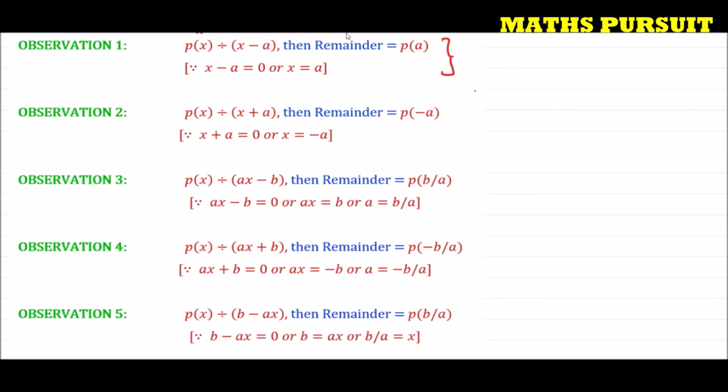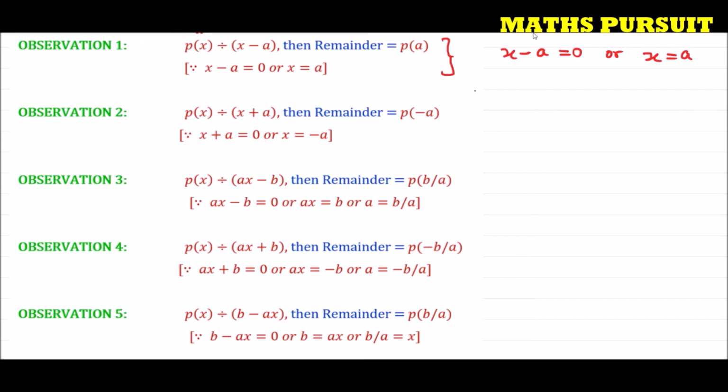How did we get this? Here, our divisor is x minus a, so its zero will be x minus a is equal to 0, or x is equal to a. This is what I have explained here clearly. So here the zero of the divisor is a.